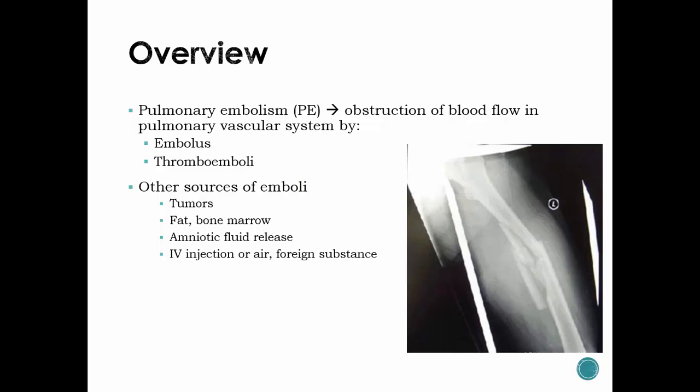So looking at the overview, pulmonary embolism is an obstruction of blood flow in the pulmonary vascular system. This could be caused by an embolus, which is a particle or aggregate of blood, fat, pathogens, or an air bubble. It could also be caused by a thromboemboli, which is an emboli created by a blood clot.